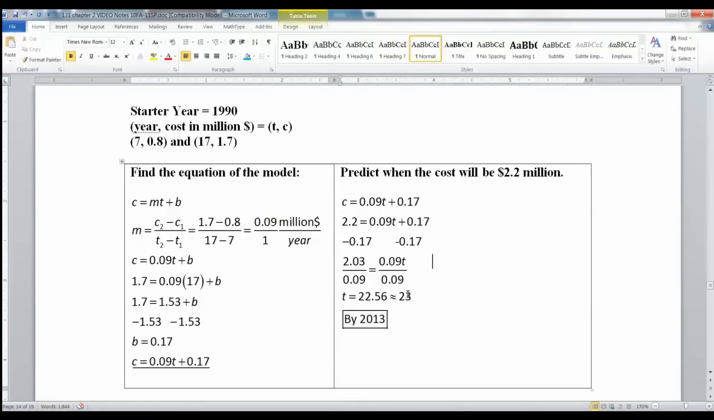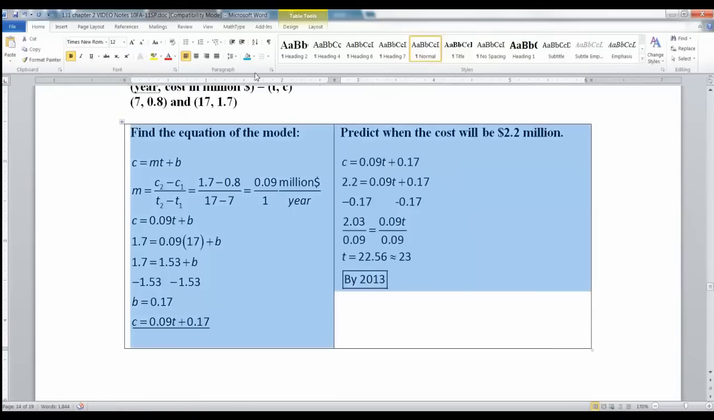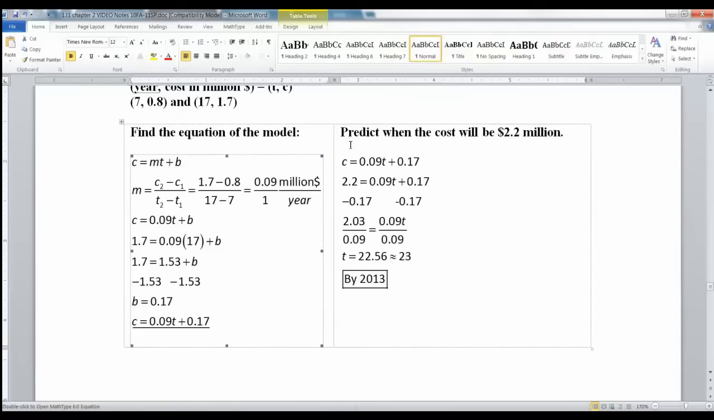Now again, there's a little bit of fudging going on here. One, you didn't have to have a starter year. You could do this whole problem without a starter year. It's just a little bit harder because you have different numbers than 7 and 17 in there for your T. Two, you don't have to use T and C. You can use X and Y if you like. It's no big deal. It didn't specify. If it specifies somewhere in the problem, then you have to use whatever they tell you. But if it doesn't specify, use whatever you want.